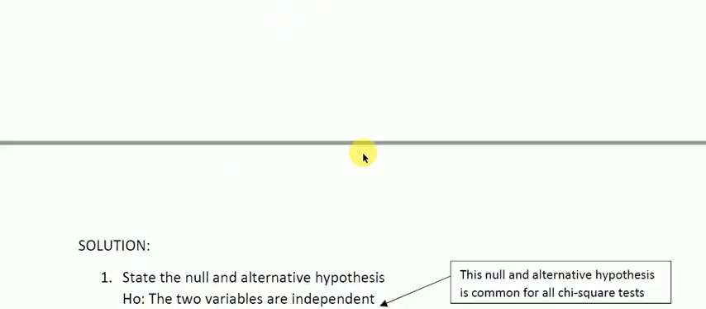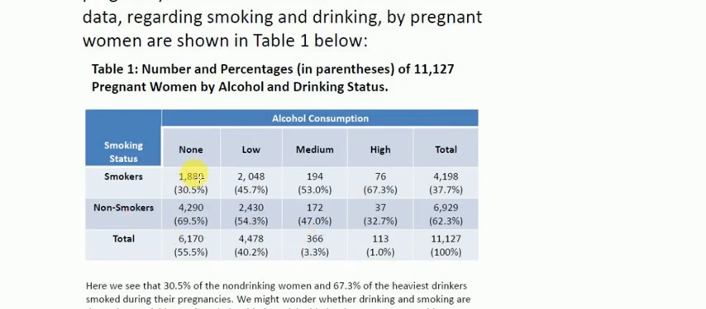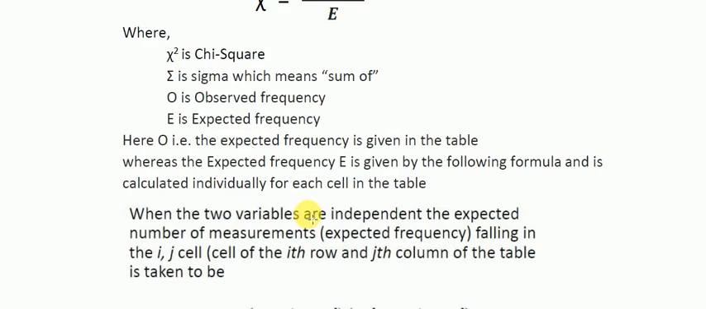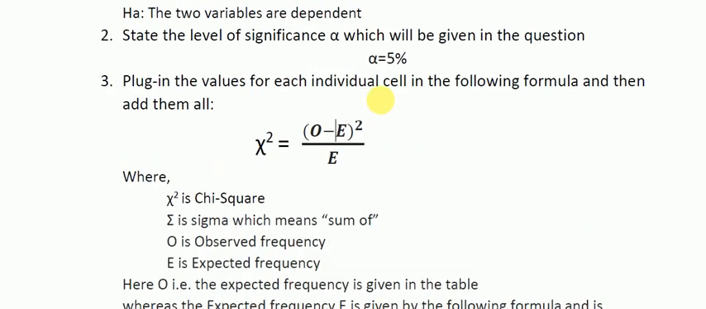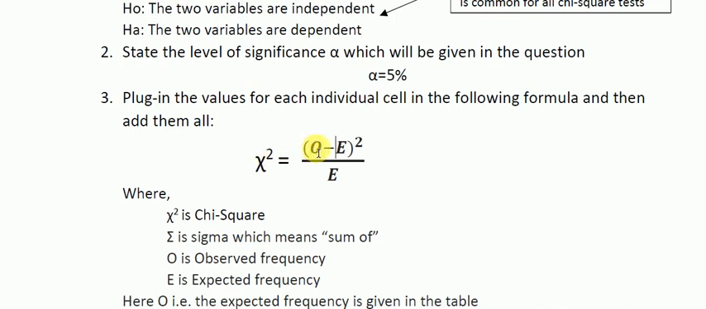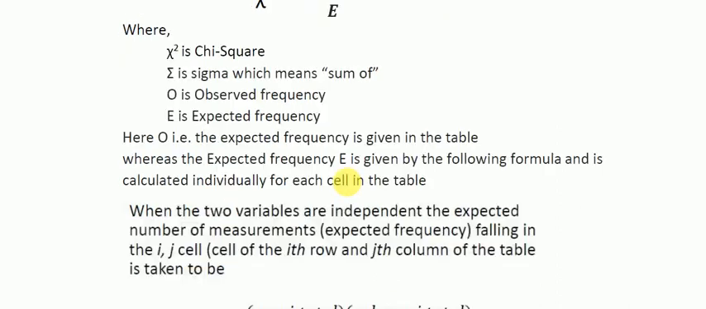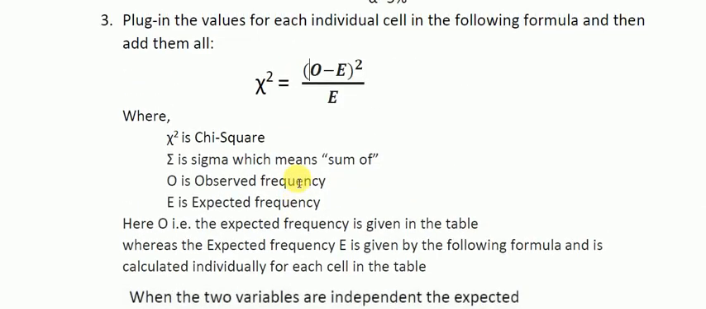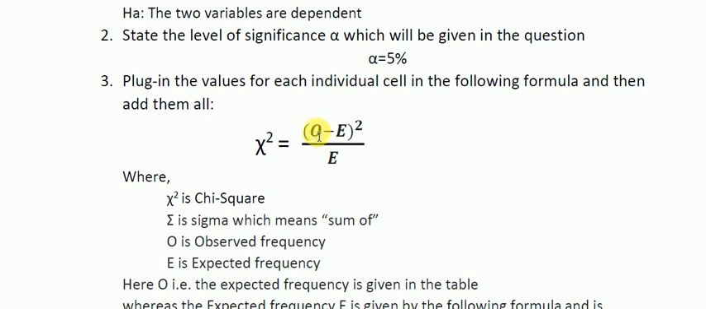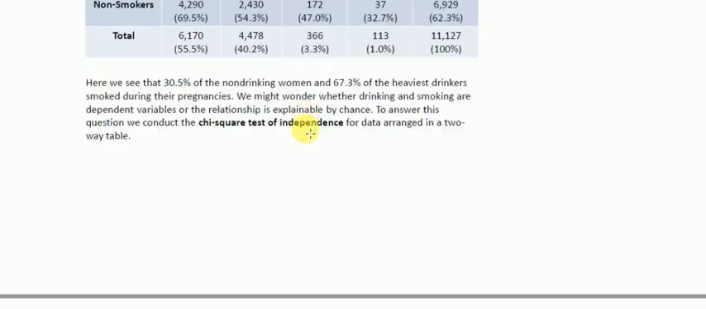So we already have these values which were given in the question. These are the observed frequencies. Then what do we calculate? We calculate the expected frequencies. So this was the main formula: chi square is equal to observed frequency minus expected frequency whole square divided by expected frequency. So we already have the observed frequencies from the question.